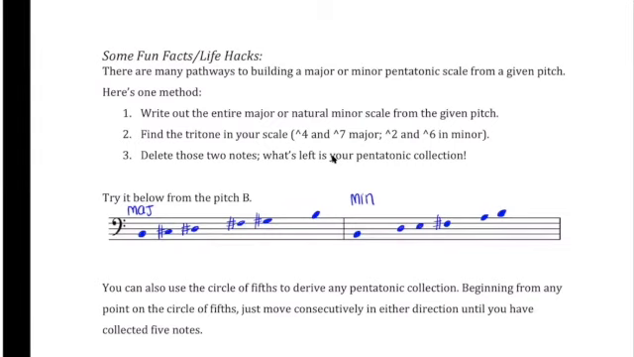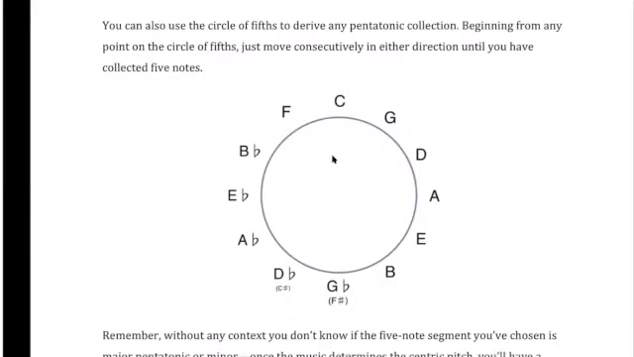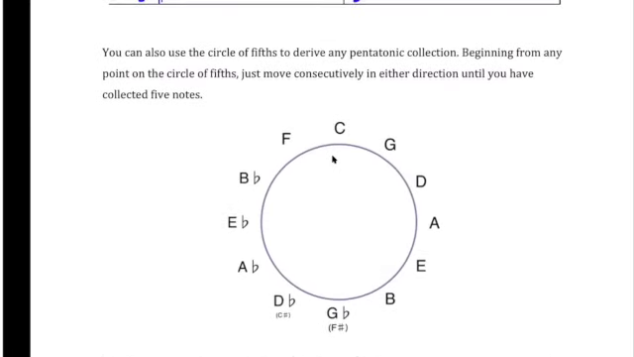Now, the circle of fifths will actually help you build a pentatonic scale really easily. You just literally collect 5 notes that are next to each other. So let's say I'm going to start on, I don't know, B flat. And I'm just going to go in a circle. 1, 2, 3, 4, 5. But that is a pentatonic collection.